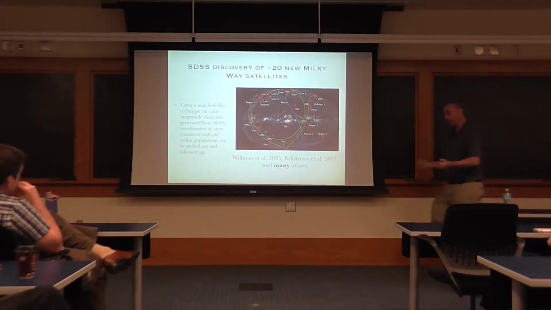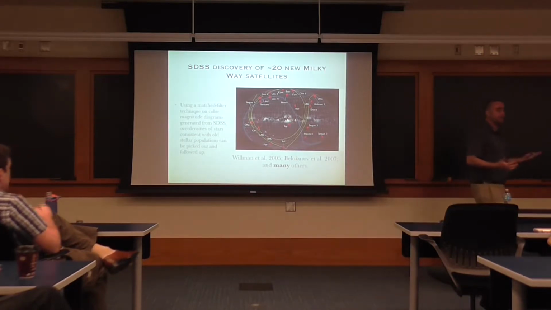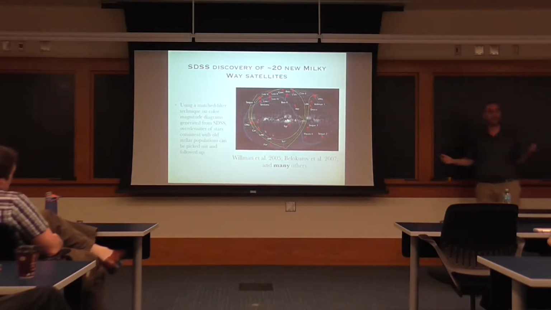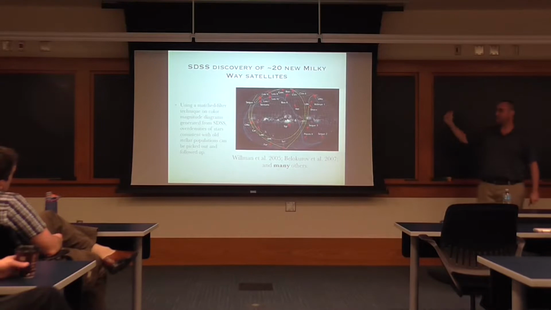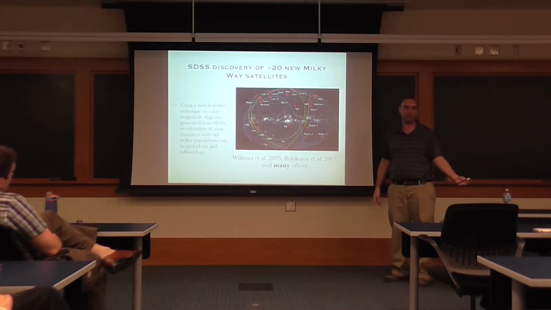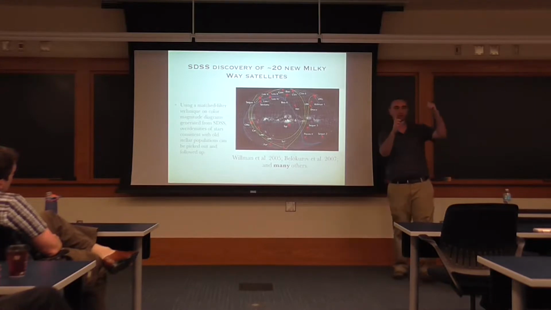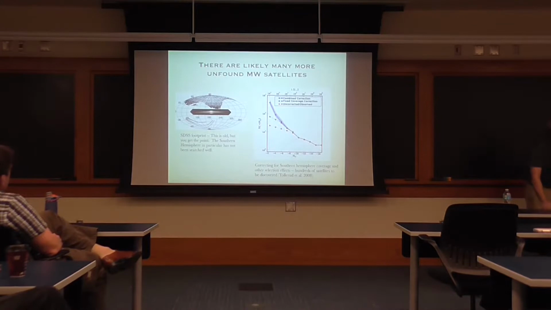All right, meanwhile, with all this going on, I'm sure we all know that SDSS has discovered roughly 20 new Milky Way satellites in the last 10 years. Here's just a fun map of them. You use a match filter technique on color magnitude diagrams, and you just pick out stars that are consistent with an RGB, basically, at a given distance. And you can look for clustering on the sky. I'll show you that here in a second.